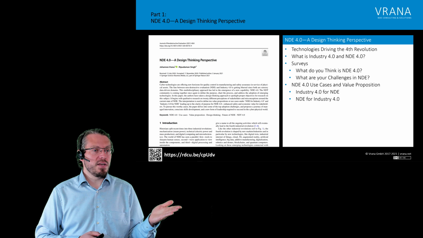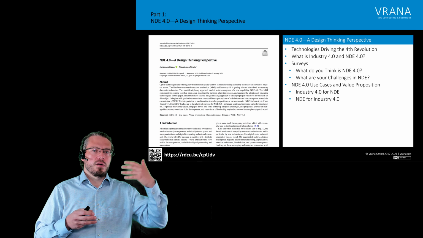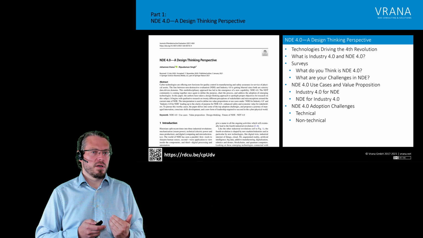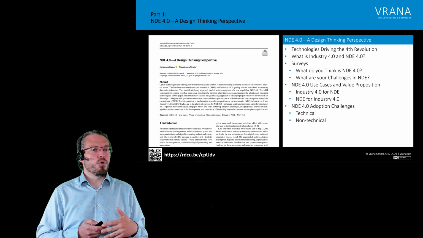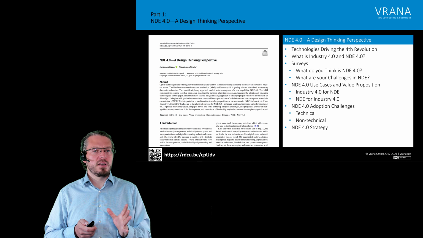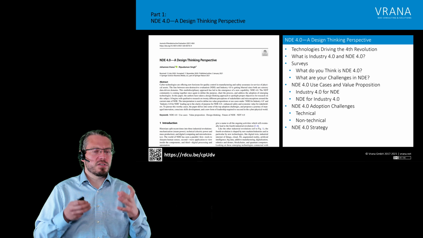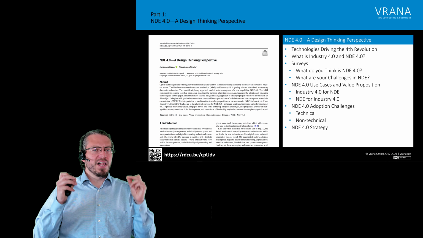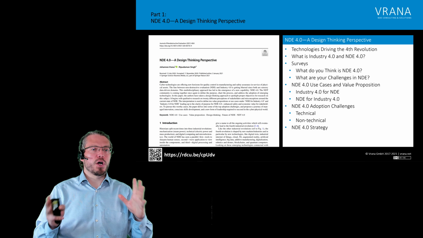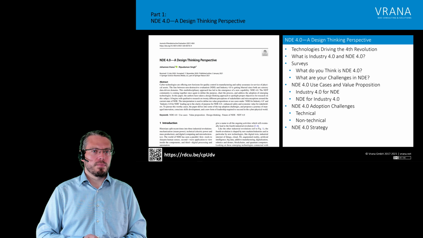We get into NDE 4.0 use cases and value propositions we identified, working through those technologies, working through the surveys. We're getting into NDE 4.0 adoption challenges, both from a technical side and from a non-technical side. And we're getting into NDE 4.0 strategy, a strategy you could use to develop NDE 4.0 for your company. That's about part 1 of the Hitchhiker's Guide to the world of NDE 4.0.